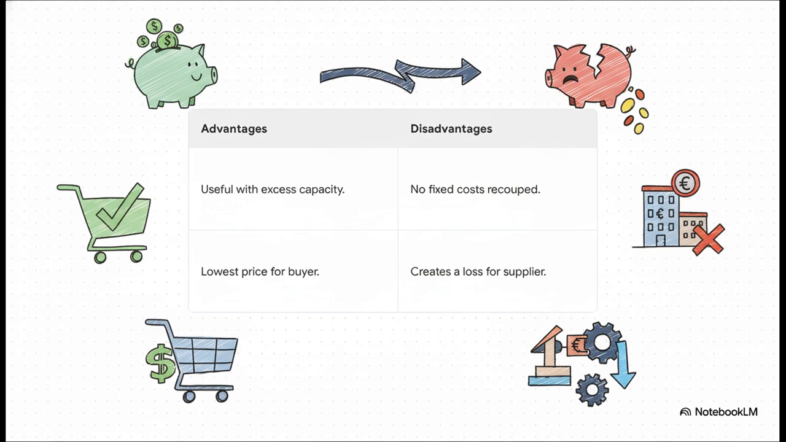And the trade-off here couldn't be clearer, right? On one hand, the purchasing division is thrilled. They get the lowest possible cost, which makes their own profit numbers look great. But the supplying division, they're forced to operate at a loss because they can't recover any of their fixed costs. This, as you can imagine, creates a massive motivation problem.